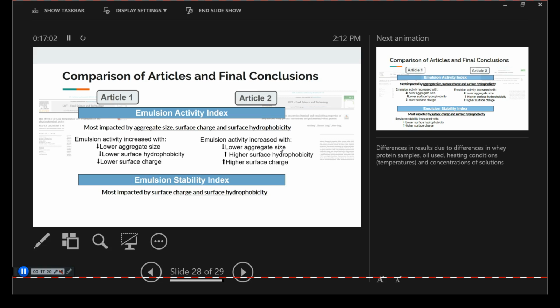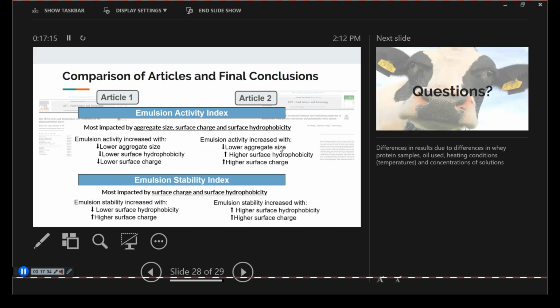With respect to emulsion stability, for both the articles, it was most impacted by surface charge and surface hydrophobicity. It increased with lower surface hydrophobicity and higher surface charge, whereas for Article 2, it increased with higher surface hydrophobicity. So the differences in the conclusions between the two studies could be mainly attributed to the differences in the whey protein samples, the concentrations, the conditions that were tested, and finally the amount and type of the oil that was used to form the emulsion.